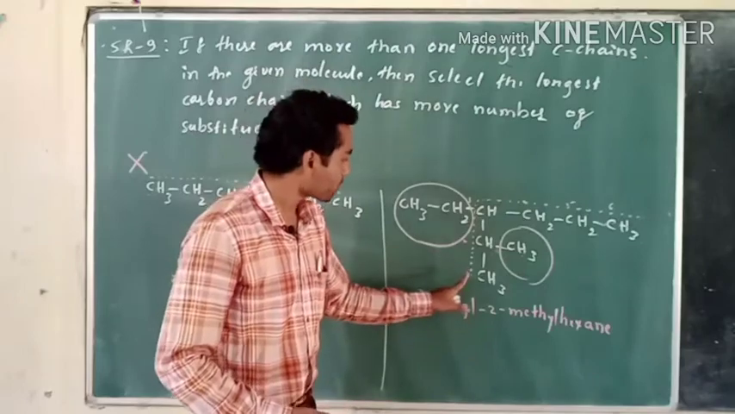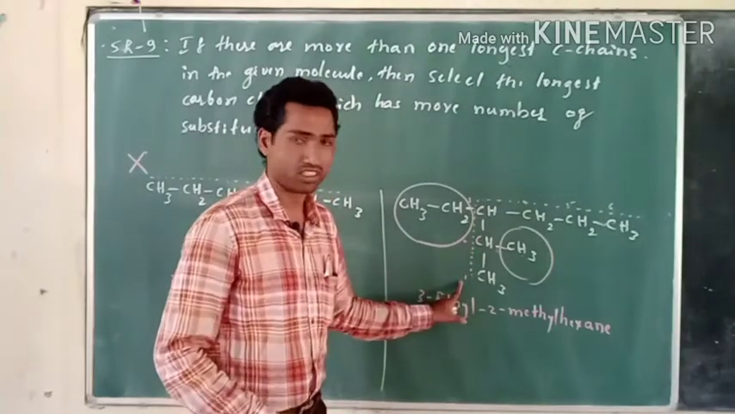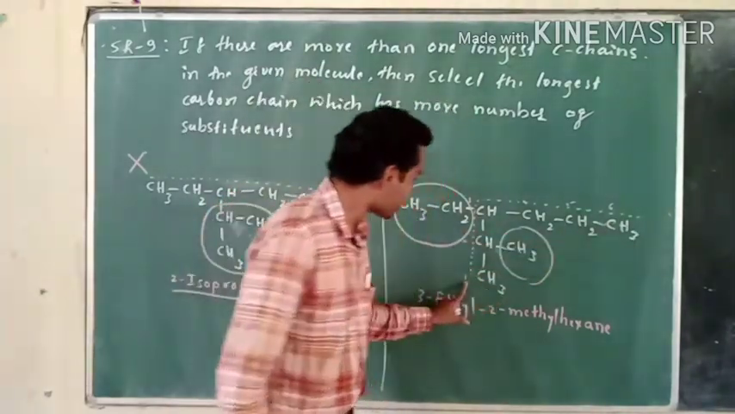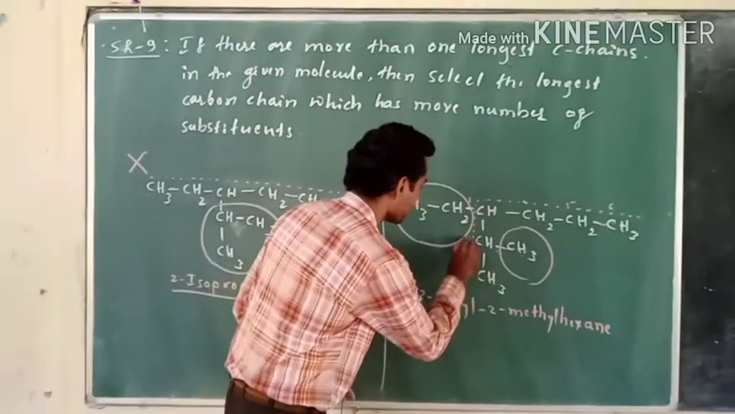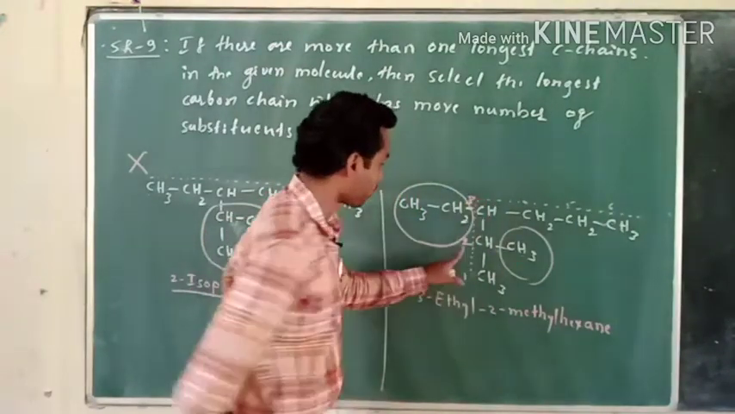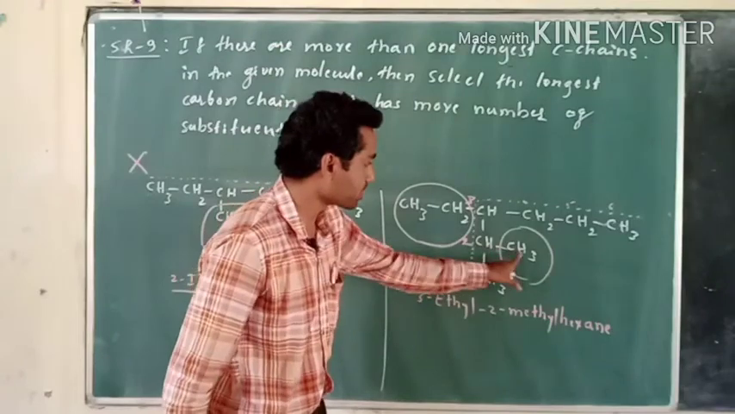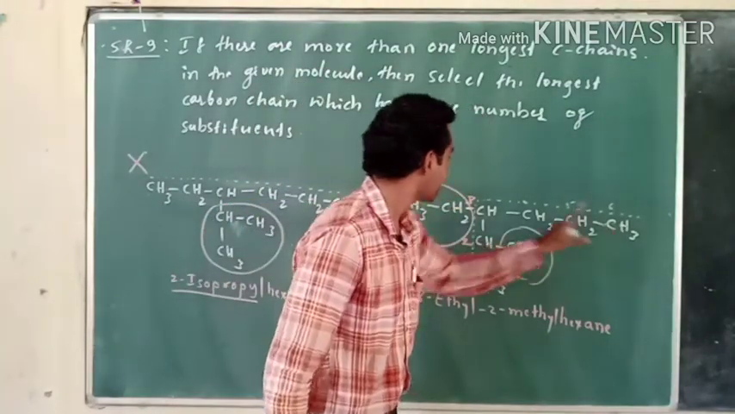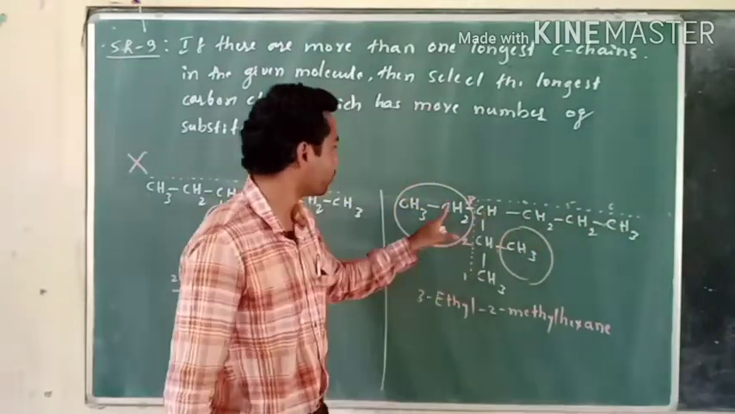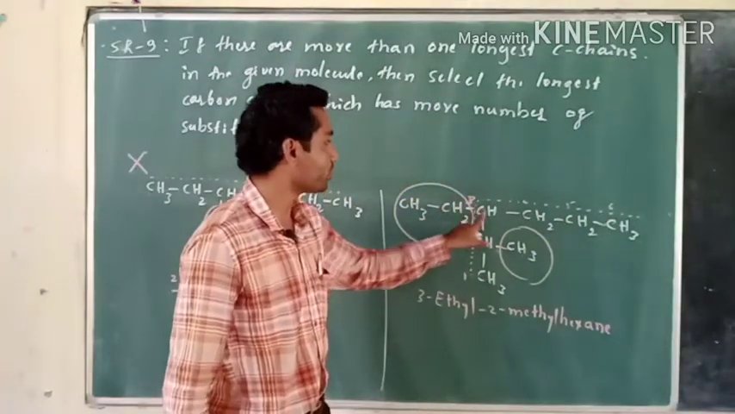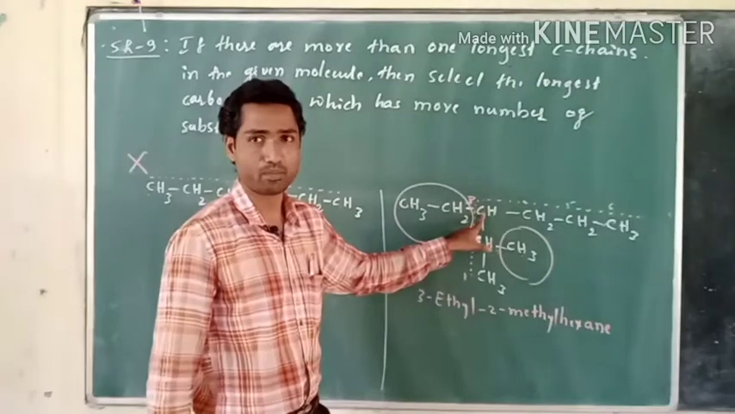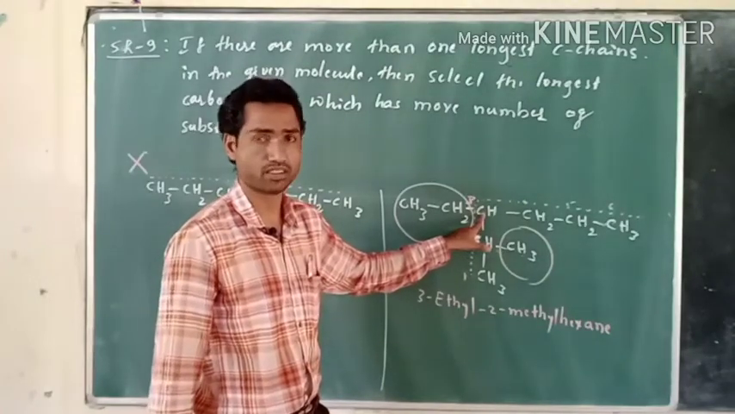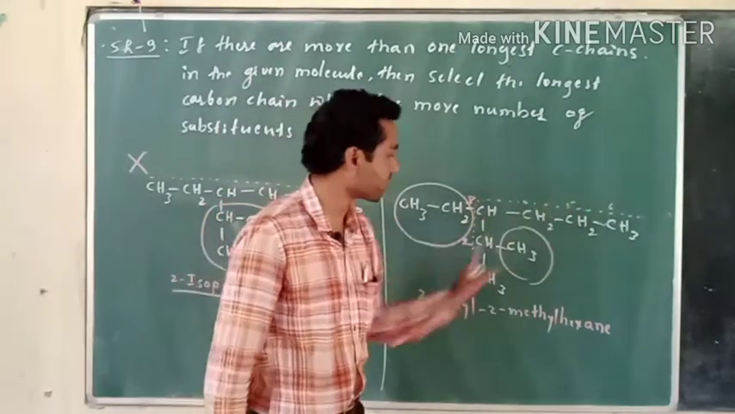The second rule is we have to number the longest carbon chain. If I start numbering from this carbon, 1, 2, 3, the second carbon bearing the substituent will get the least number. If I start from the other end, 1, 2, 3, 4, the fourth carbon bears the substituent, which is the fourth number. Therefore this way of numbering is the correct way.